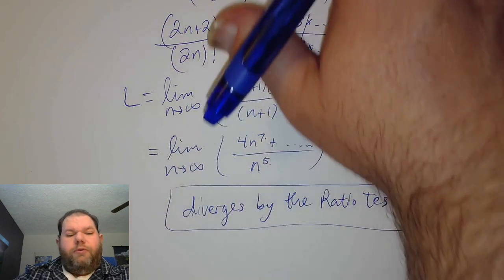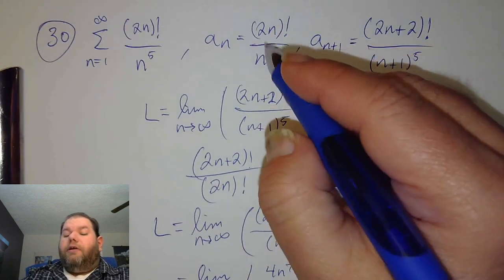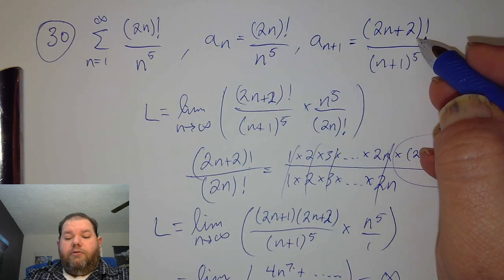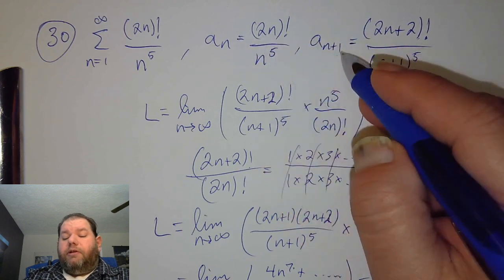Okay, so what I wanted to cover in this problem in particular is if we do have like a 2n, for instance, it becomes 2n plus 2 when we substitute n plus 1 for n, like we have here.